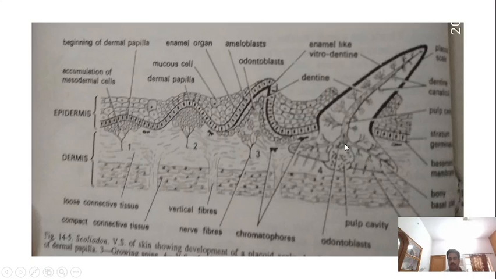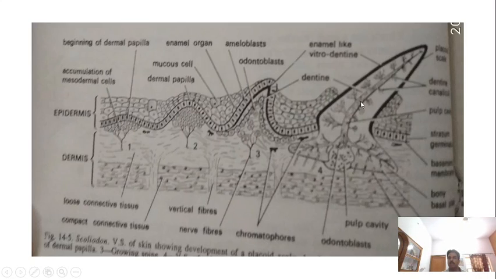Next, pigmented chromatophores are present below the epidermis, in the dermis. So melanophores are present in the dermis below the epidermis and provide the color to the skin. So melanophores are the chromatophores present in the dermis below the skin, which provide color to the skin.